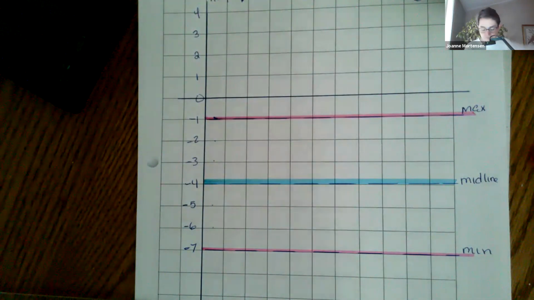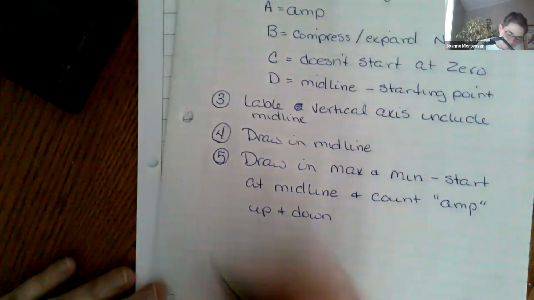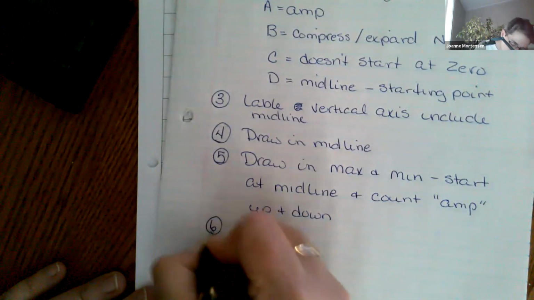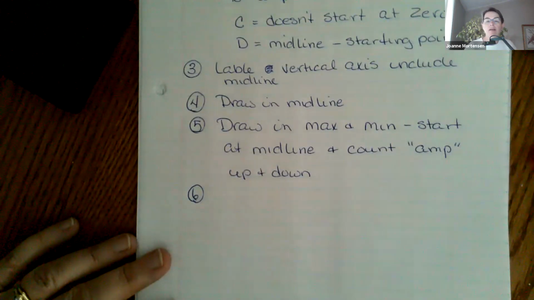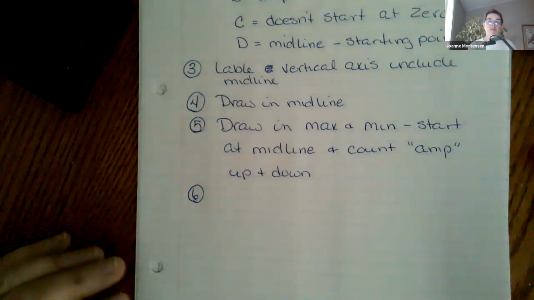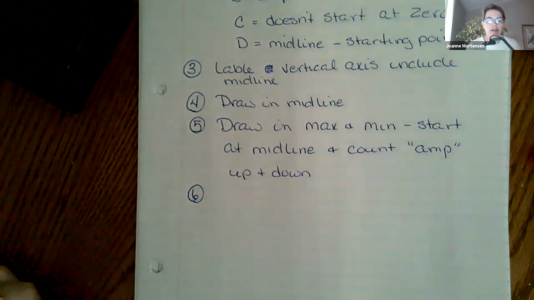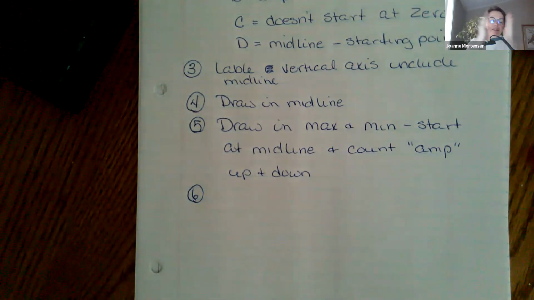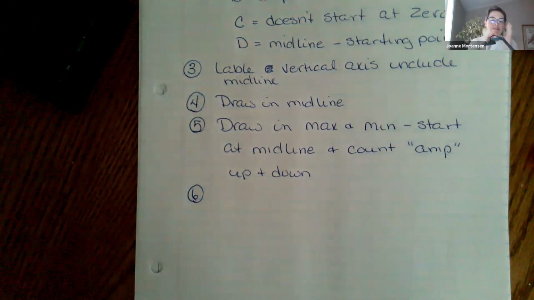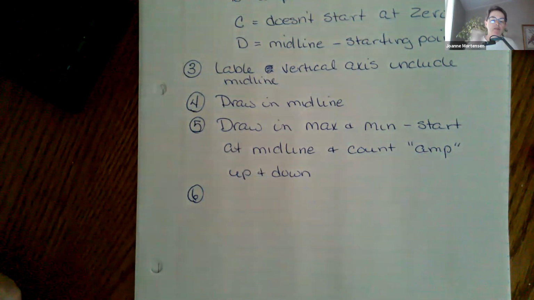Which brings us to step number 6. And this is what we were doing in class today. So the B and C stuff, the horizontal shift and what we've done to the period, I guess I should be saying it right. Basically, it's just changing the period. We do it all in one step.